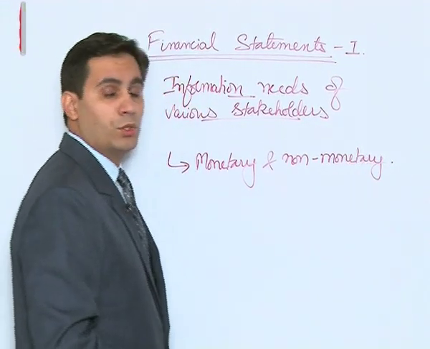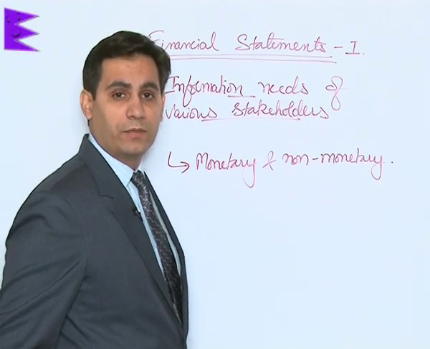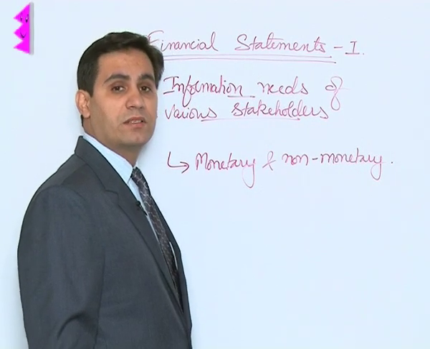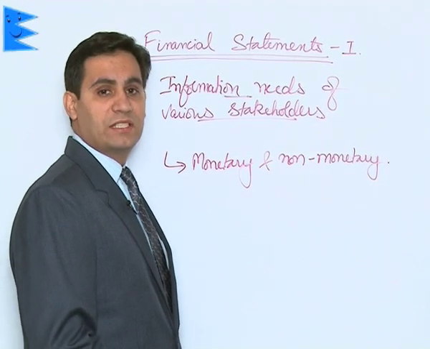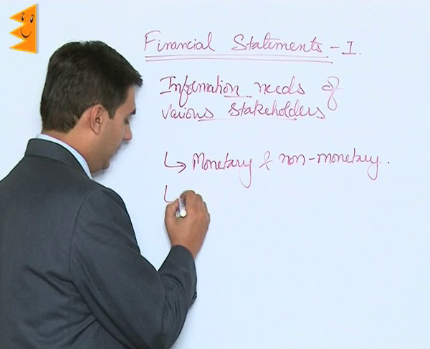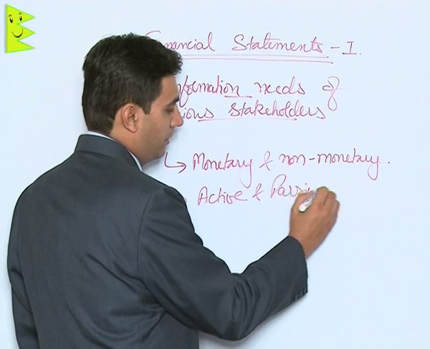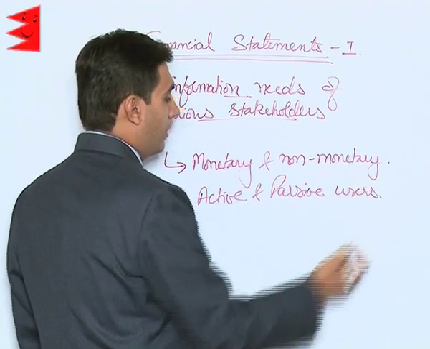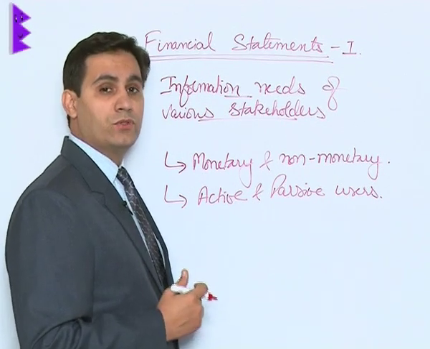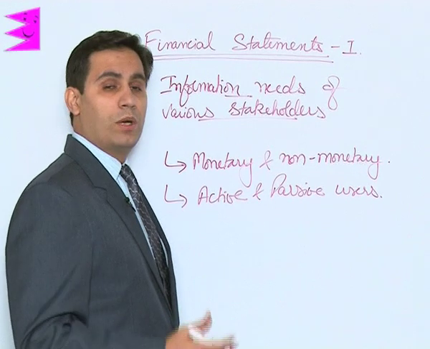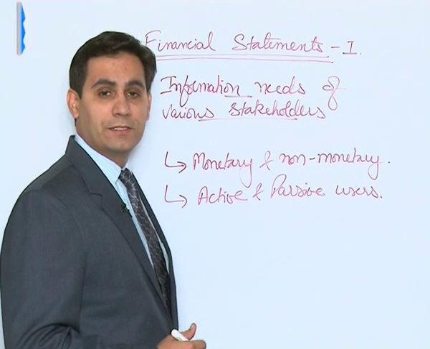Now monetary means somebody who has a monetary stake in the business, somebody who has invested or is planning to invest money. Whereas non-monetary can be something like researchers and consumers who actually want information but are not interested in investing their money. Then we can have active and passive users. By active and passive users we mean those who are actively interested in business activities, and passive users means those who are randomly or once in a while they get interested because of their pecuniary interest or their investment needs.